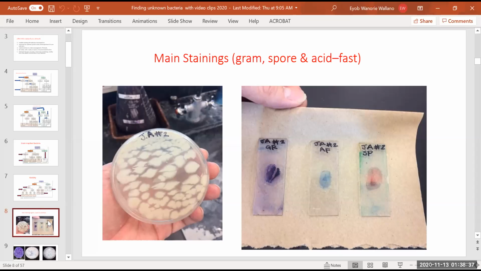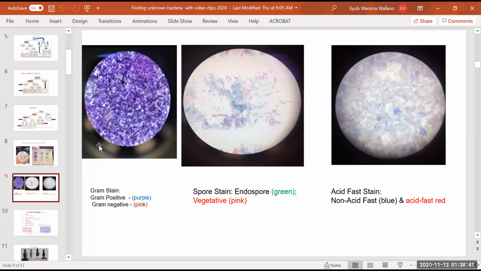Look now. Here they have done it, and then the result. Look now. The result. This is gram-positive bacteria. They said gram-positive is purple, gram-negative is pink. Okay. Now here they come, spore, green, and then vegetative, pink. And then when they come to acid fast, they say acid fast is red, the other one is blue, because they use methylene blue.